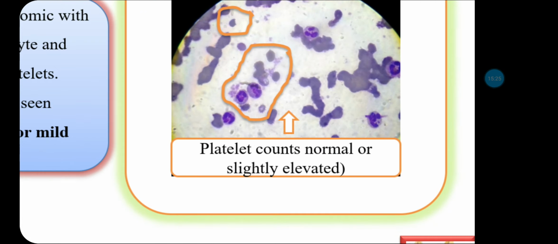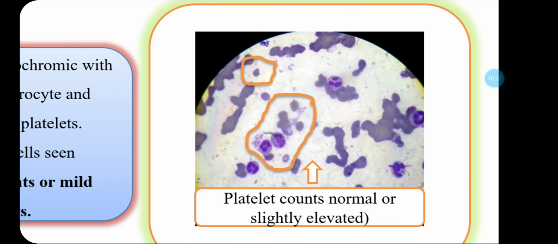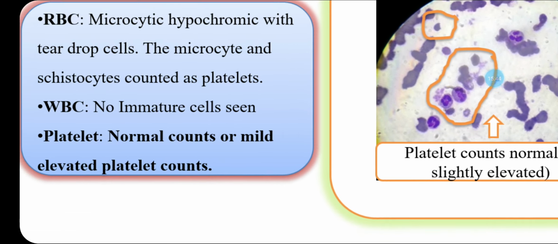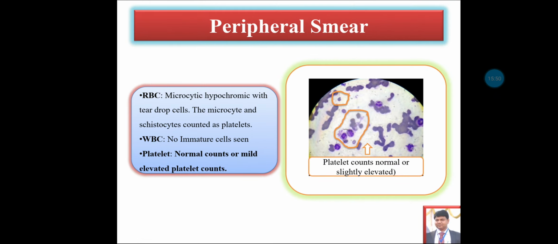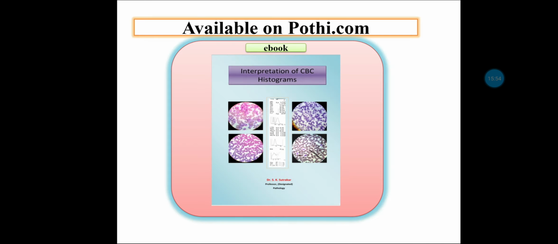So on the blood smear, we can appreciate the presence of a few platelet clumps, and there are dispersed platelets as well, and these RBCs are microcytic. Because these RBCs have entered the platelet bin, the counts appear high, and this is a typical case of pseudothrombocytosis.